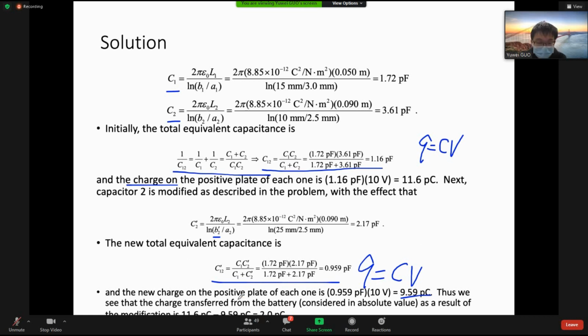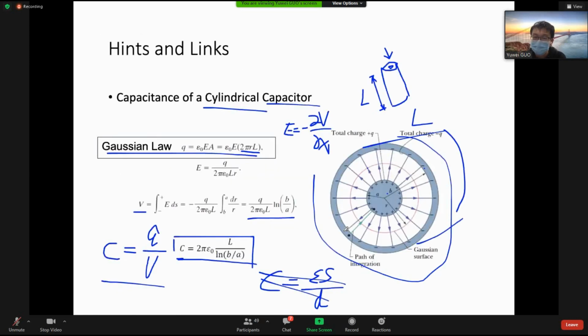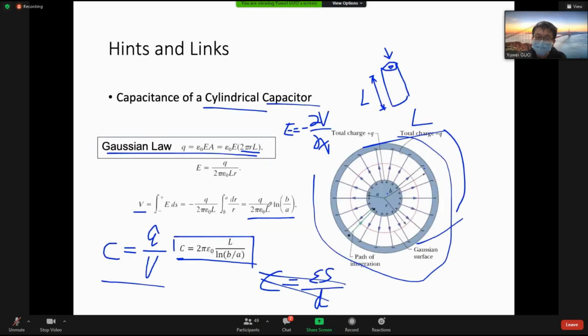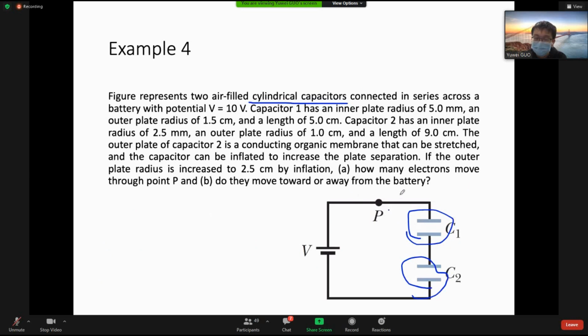Because it's a positive plate, the loss can be imagined that they have met the electrons and combined together. So the electrons should come to the plate. So the charge decreases. So for the point P, the electrons should come at the right forward side.